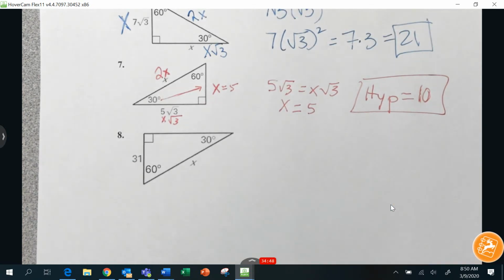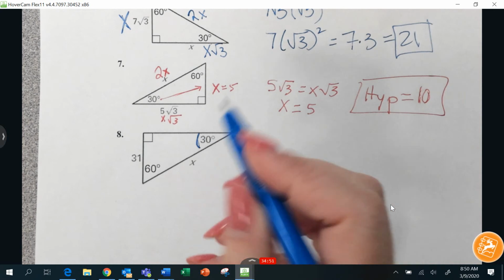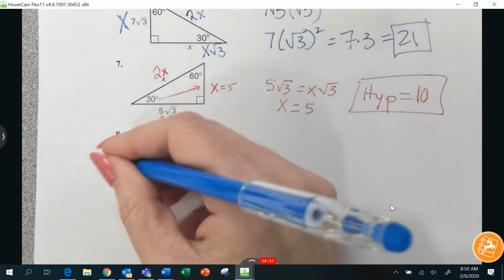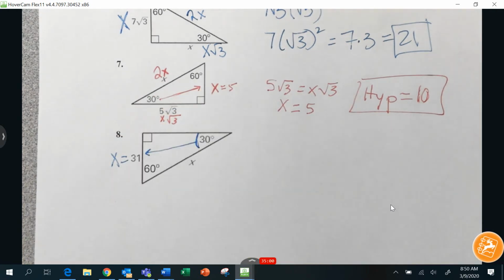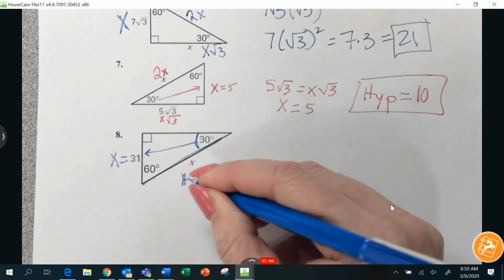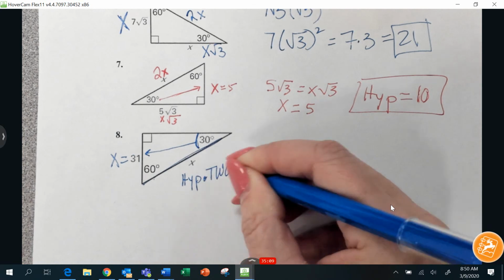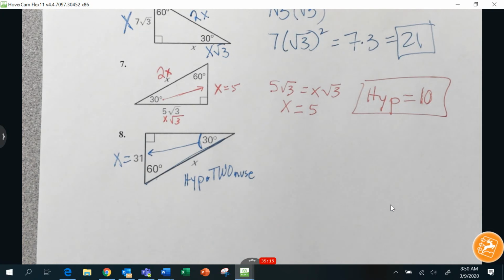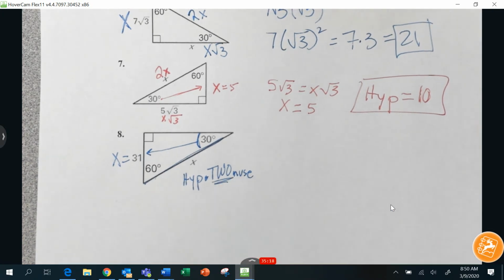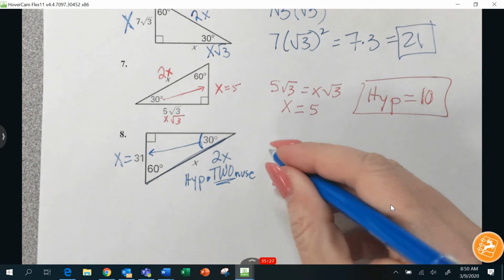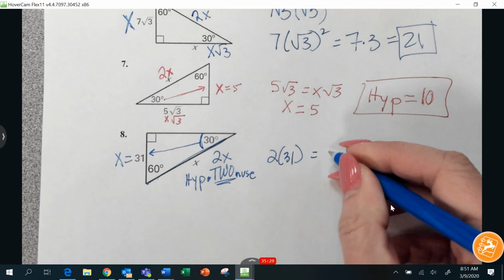Last one. Alexa, we're always going to start with the 30 degrees. What is the formula across from 30 degrees? X. Good. So I already know that x is 31. Emily, what is the hypotenuse formula? Mm-hmm. So if I know that x is 31 and I need to find 2x, I need to find 2 times 31, we get 62.